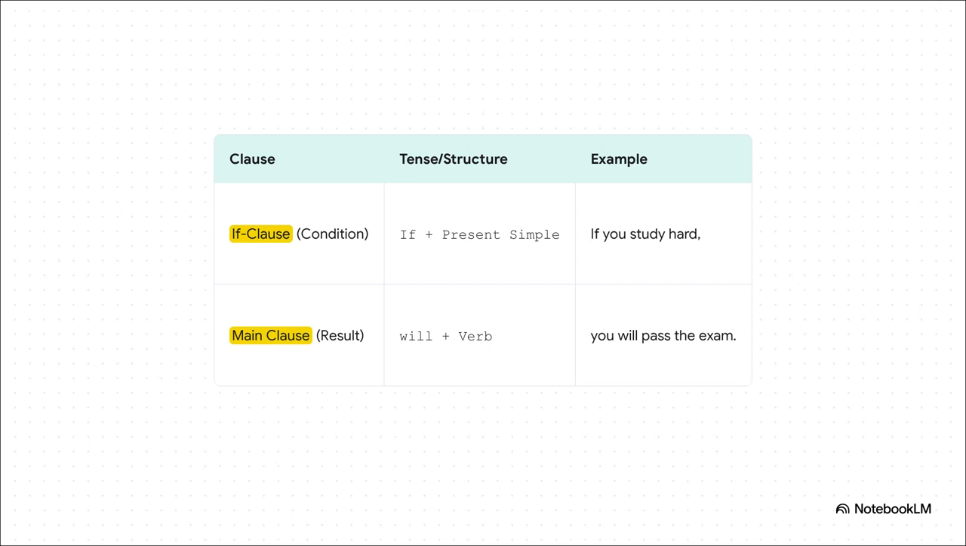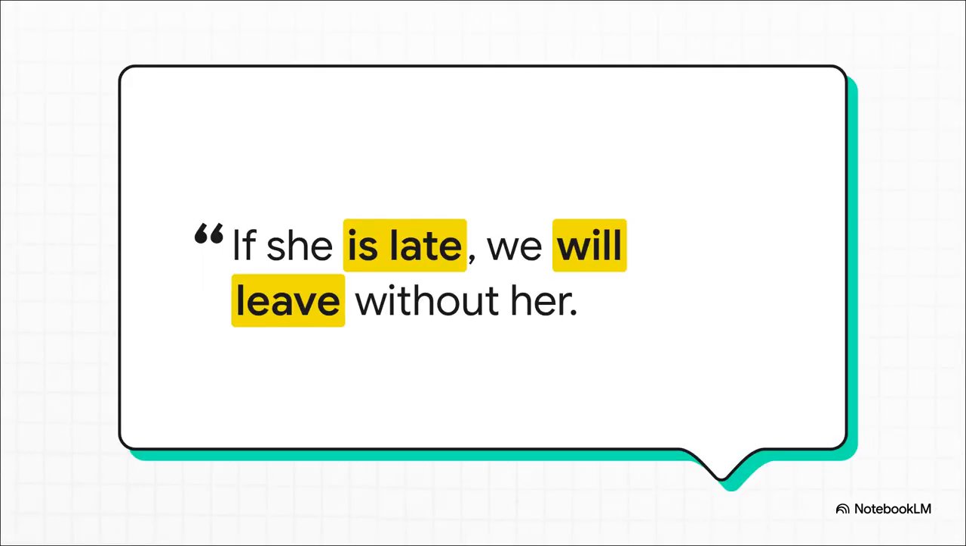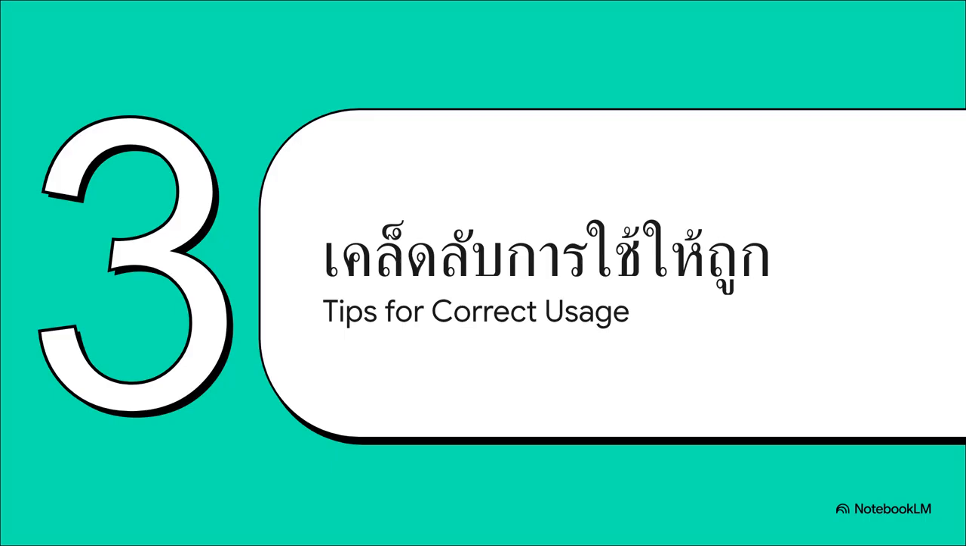That's the whole thing. Let's see that formula out in the wild. The condition is if she is late, see that present simple verb is, and the probable result follows right after. We will leave without her. It's a clear, logical connection. Okay, now that you've got the formula down, let's go over a couple of key tips. These are going to make sure you use it correctly every single time.